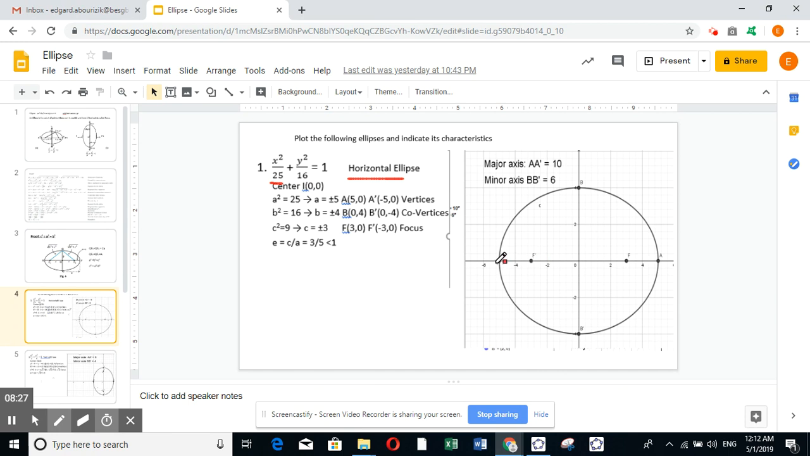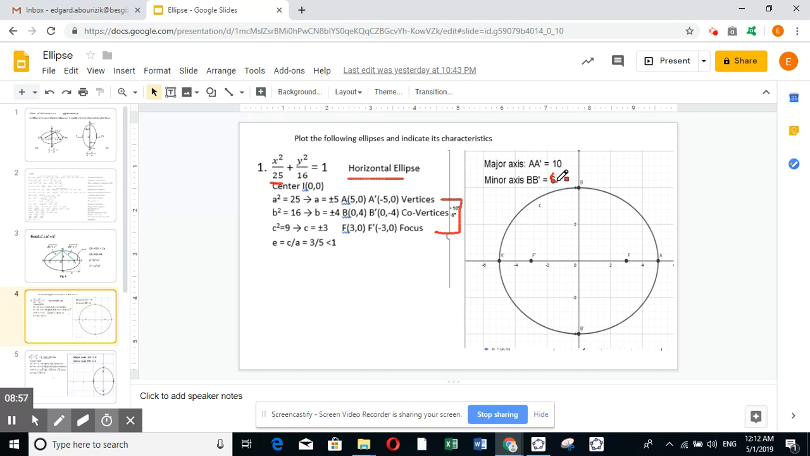The focus is always on the major axis, so it follows the vertex, not the co-vertex. So F will be, like we started by a number and 0, here we say c square is equal to a square minus b square, which is 9, and c is plus or minus 3, so it will be 3, 0 and minus 3, 0. The major axis parallel to the x-axis equals 2a, which is 10, and the minor axis parallel to the y-axis equals 2b, which is 8.